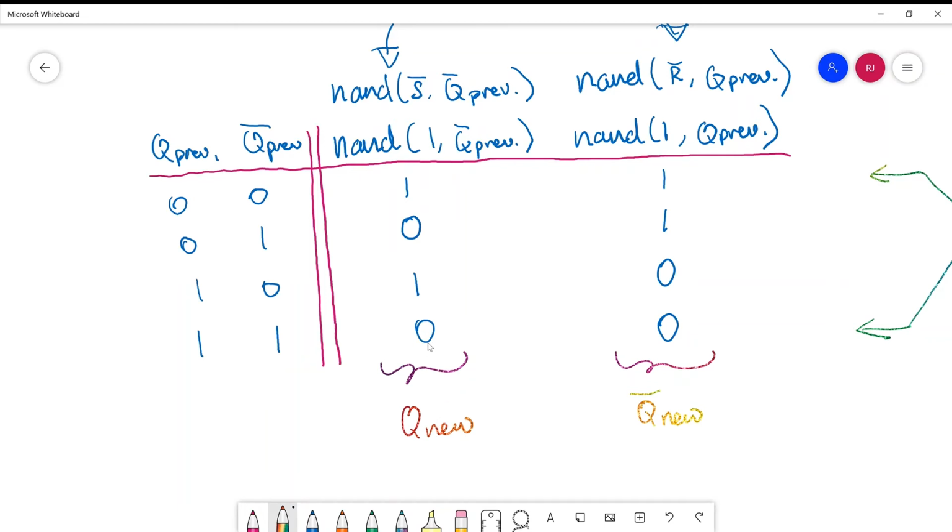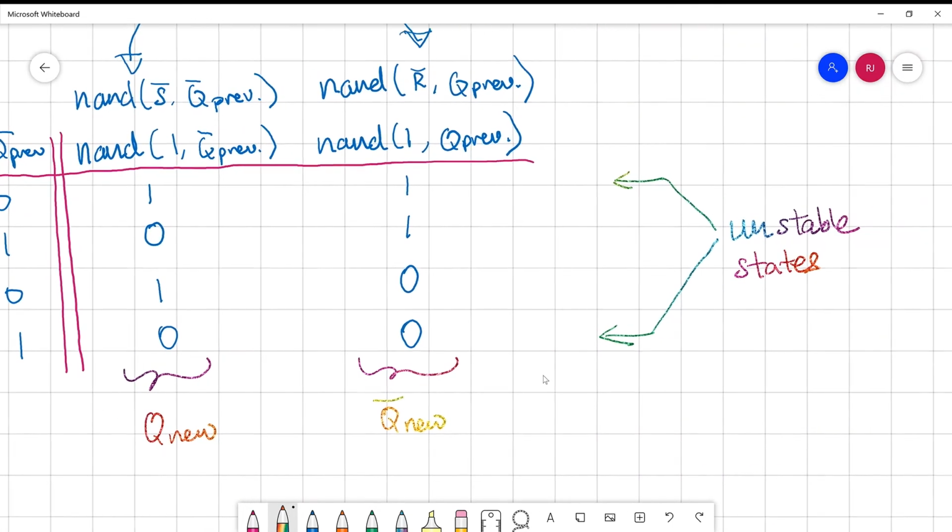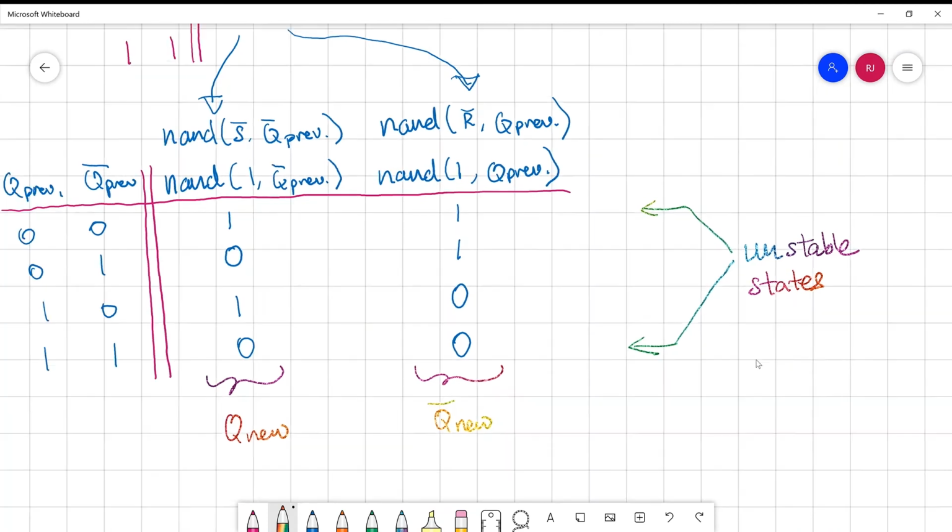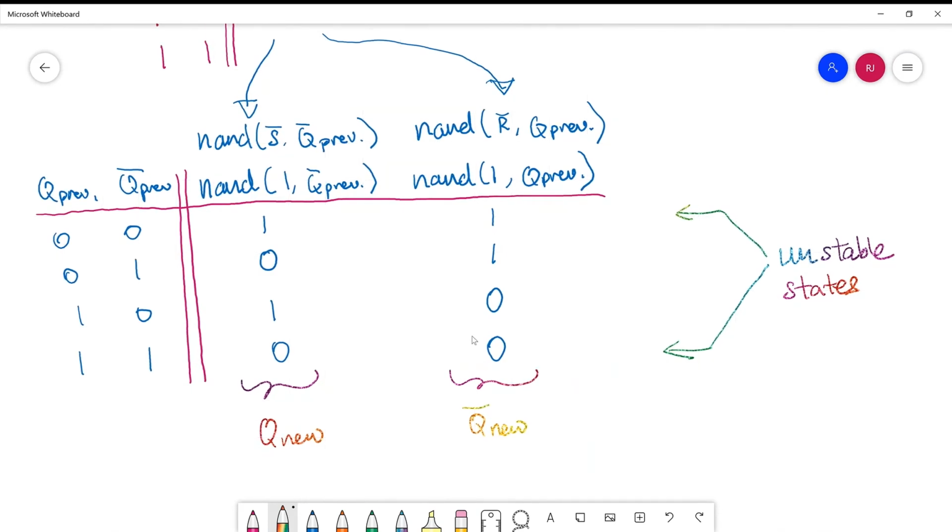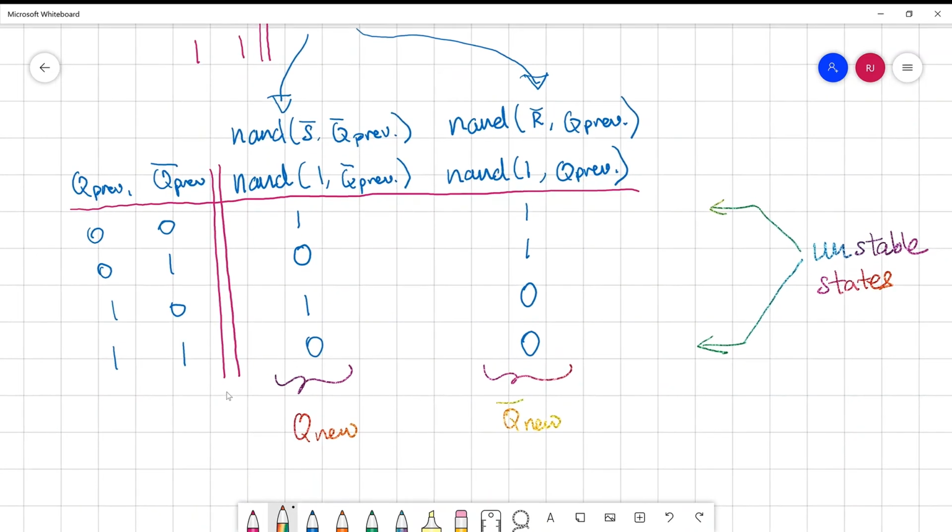the new value of Q and Q bar is not the same as the previous value of Q and Q bar. And this happens for both the final row as well as the first row, where the new values of Q and Q bar do not match the previous values. Since they do not match, we call these unstable states, and the reason they're unstable is because essentially the circuit would keep flipping between the new and the previous values, and it would never really converge to any specific state.